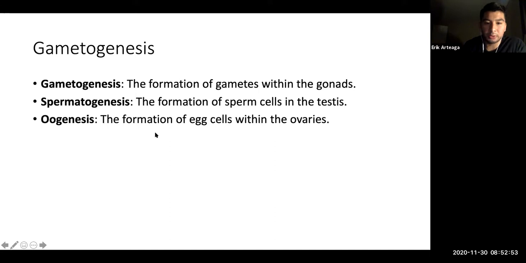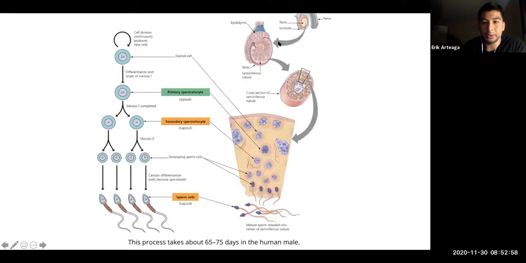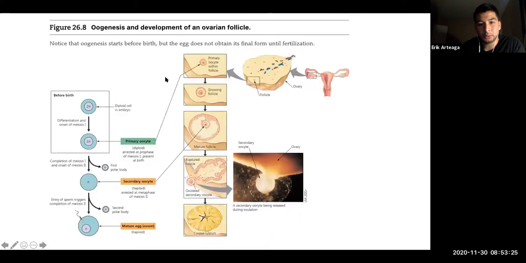So oogenesis is the formation of egg cells within the ovaries. Again, this is done at birth, so you have all the eggs you're ever going to need. This is showing spermatogenesis. You have a 2N diploid cell, and meiosis occurs, so there's meiosis 1 and 2. Then you have the development of those sperm cells. Again, you have the acrosome and the flagellum. It takes about 65 to 75 days in a mature male to produce the sperm.